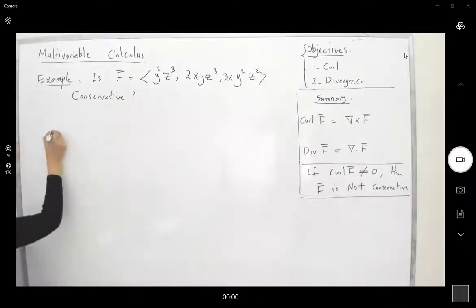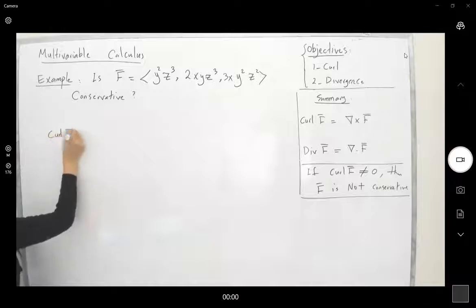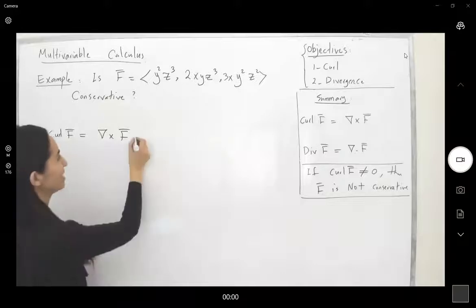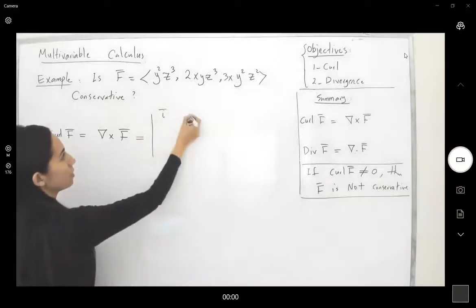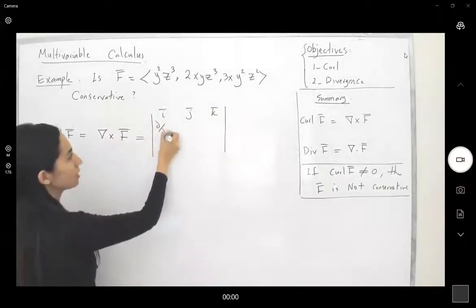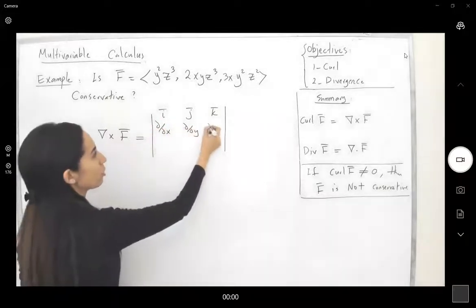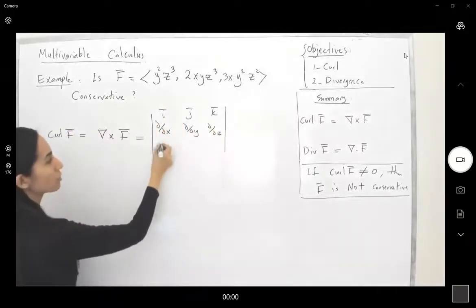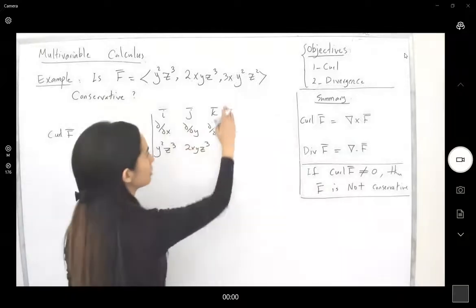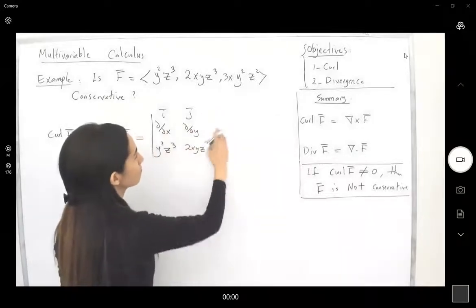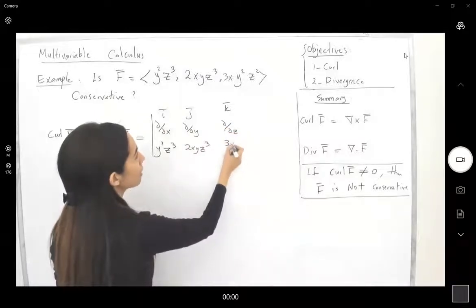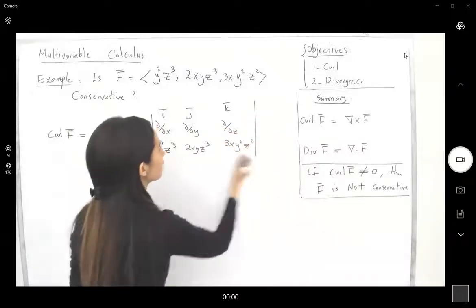So let's find the curl of vector field F. The cross product between the gradient and the vector field. i, j, and k. So partial derivative with respect to x, here we have the operator. Partial derivative with respect to y, partial derivative with respect to z, and we get y squared z cubed, 2xy z cubed, and 3xy squared z squared.